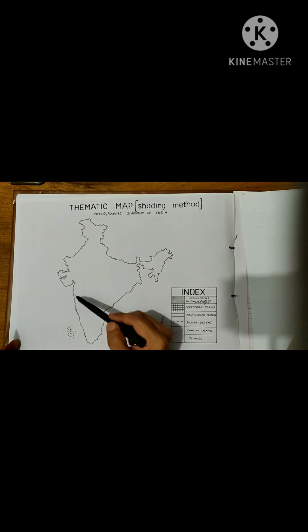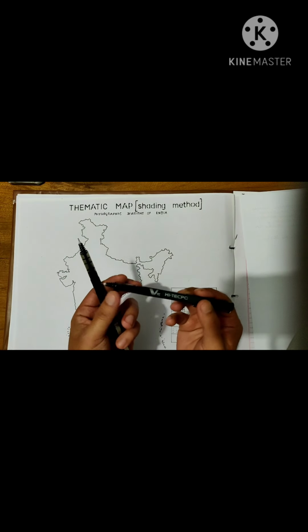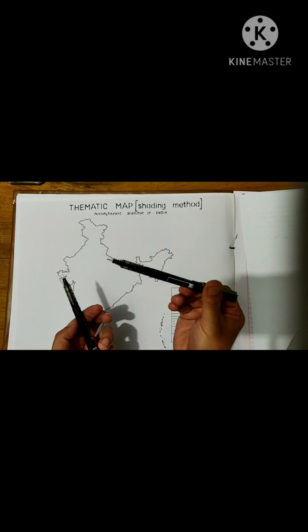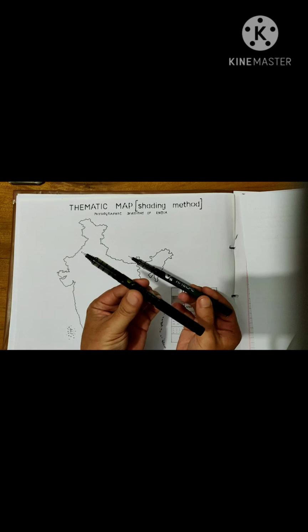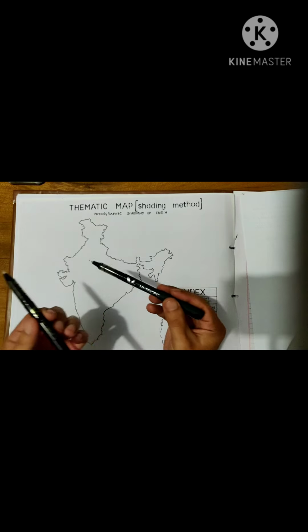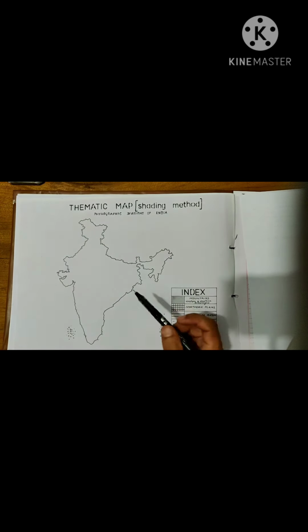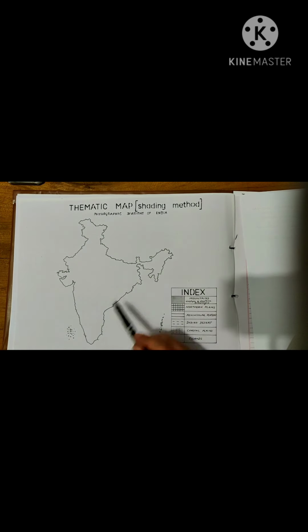After drawing the outline map of India, I have used this black pen, V5, available in the market. It's a violet pen, V5 and V7. These two pens you can use to draw the outline. If you're comfortable with the pen, you can directly draw with a pen. Otherwise, you have to draw with pencil. So I have used a pen to draw the outline of the Indian map.